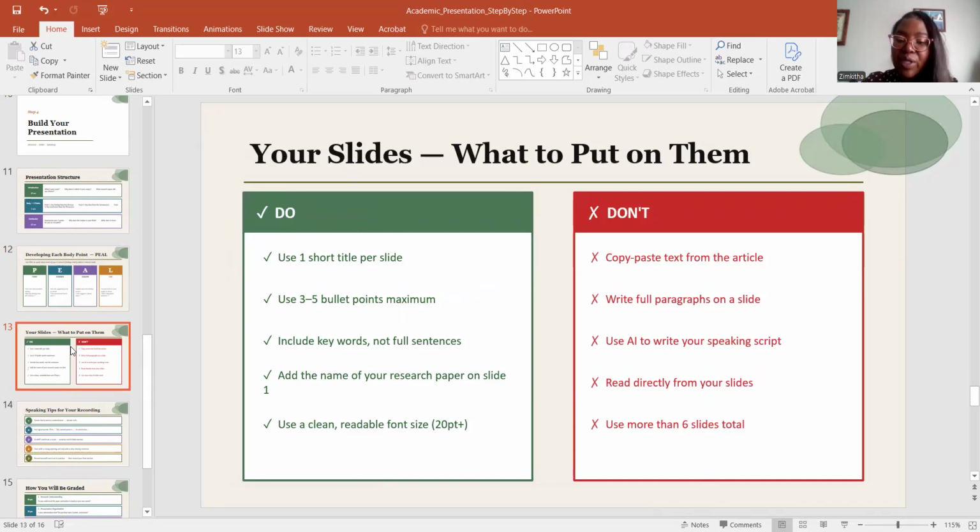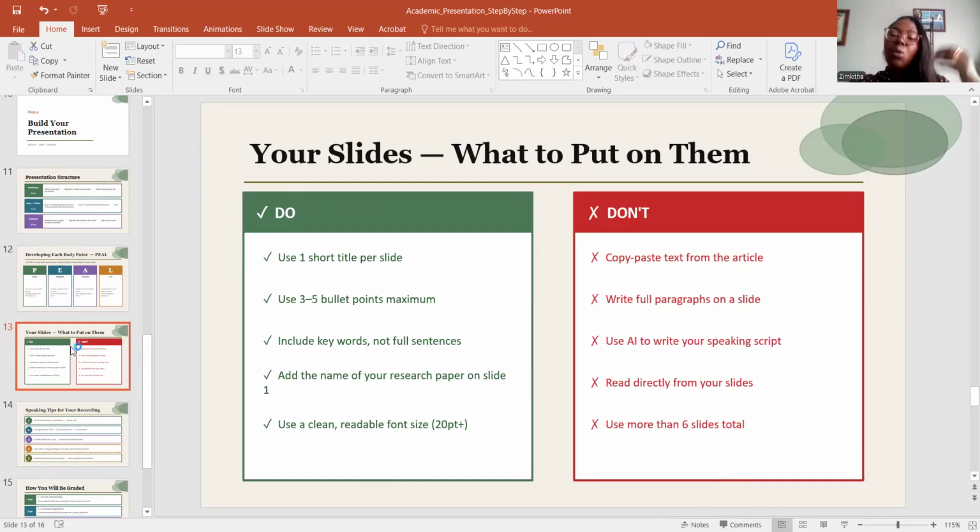You add the name of your research paper on the slide. What is the name of it? Who were the authors of it? Okay. All right. You use a clean, readable font size. So something that is very clear, it's legible. Somebody that looks at your slide for the first time, they're able to see exactly where you are.